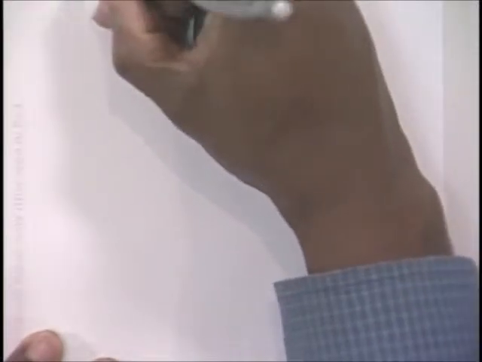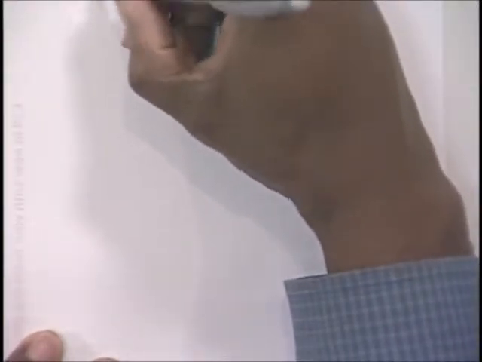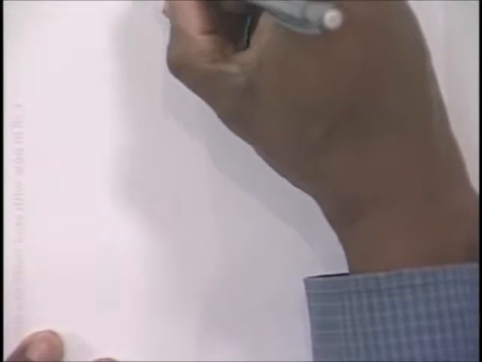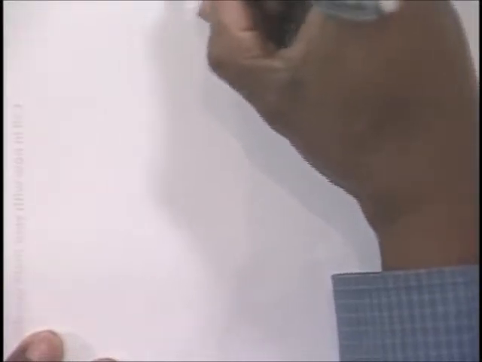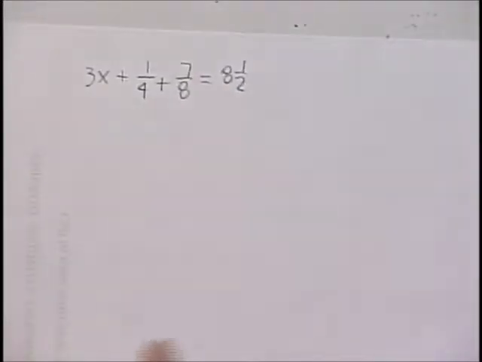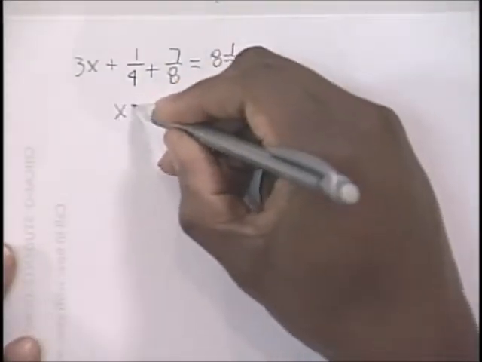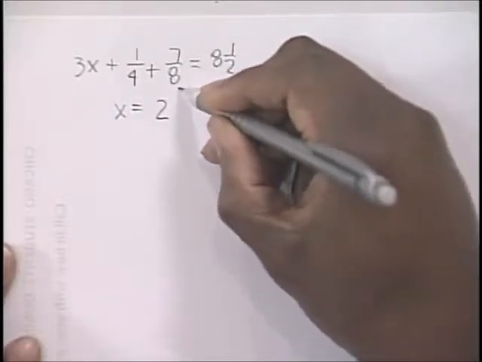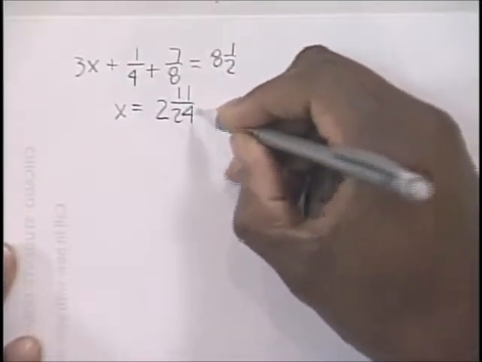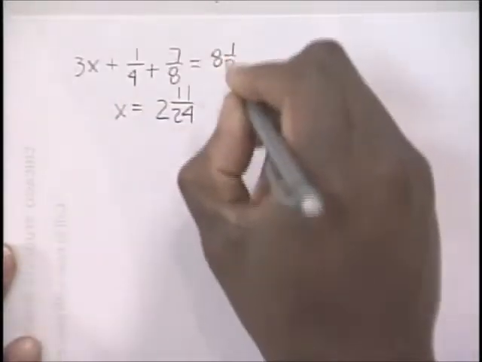We've got 3x. This is the equation that we just solved: 3x plus 1/4 plus 7/8 is equal to 8.5. And the answer that we got was 2 and 11/24. That's what x has to be to get 8.5 there.